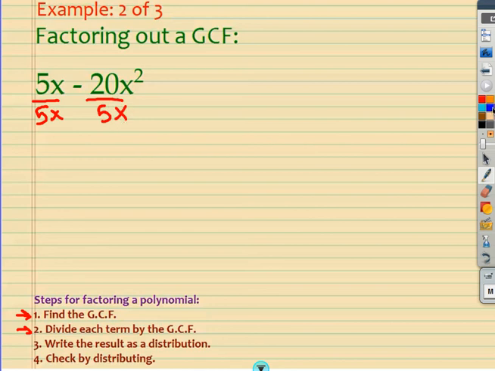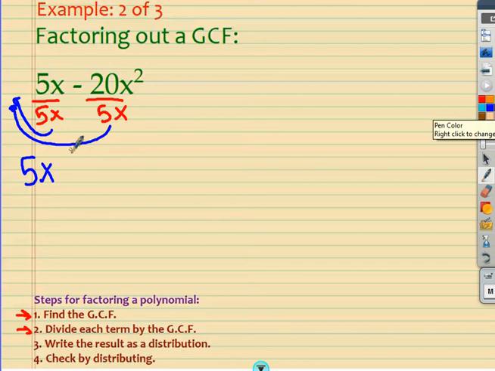Once we divide each term by 5x, we are going to write the result as a distribution. Because 5x is common to both of the terms, we are going to divide it out, and then we are going to write our result with 5x in the front, and then write the rest of our problem in distribution format. If I divide 5x by 5x, from the first term we will only have 1 left. That's what's happening here.